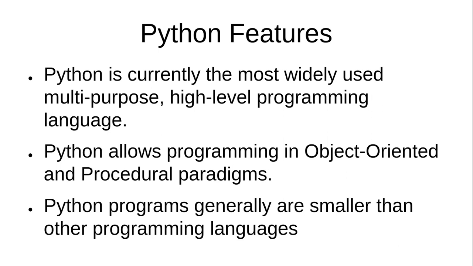Python is currently the most widely used multi-purpose high-level programming language, right? And it allows object-oriented programming, just like Java. Python programs are generally smaller than other programming languages. You see that the same code that you write with Python is going to have fewer lines of code as compared to the same program written in another language. Let's compare with Java, right?